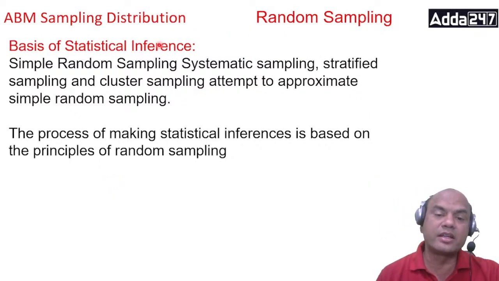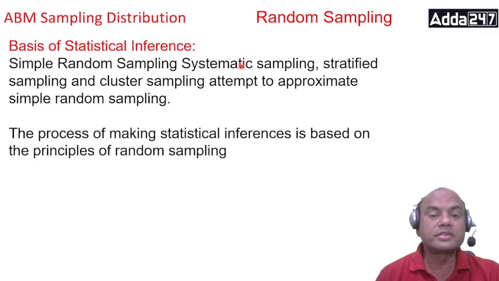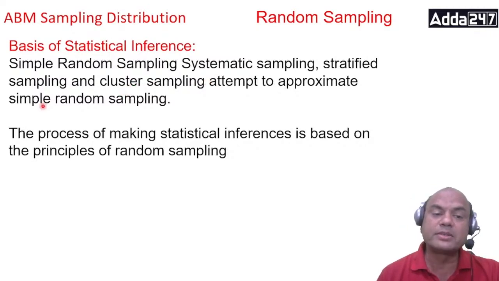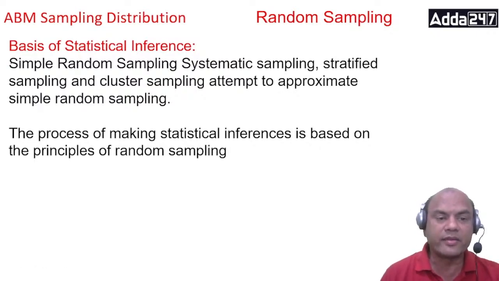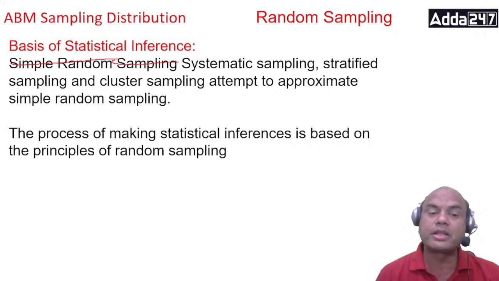Basis of statistical inference. Simple random sampling, systematic sampling, stratified sampling and cluster sampling. So basically systematic, stratified and cluster sampling attempt to approximate simple random sampling. So understand this concept. This is a heading. Systematic sampling, stratified sampling and cluster sampling attempt to approximate simple random sampling.